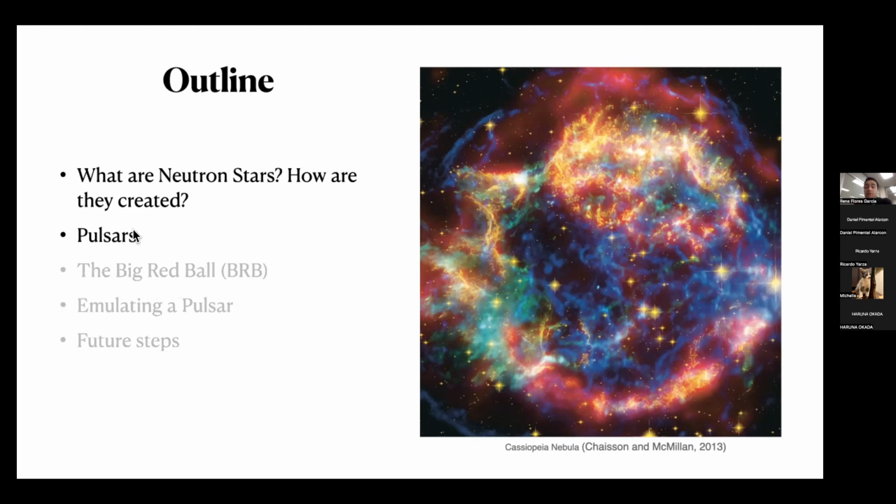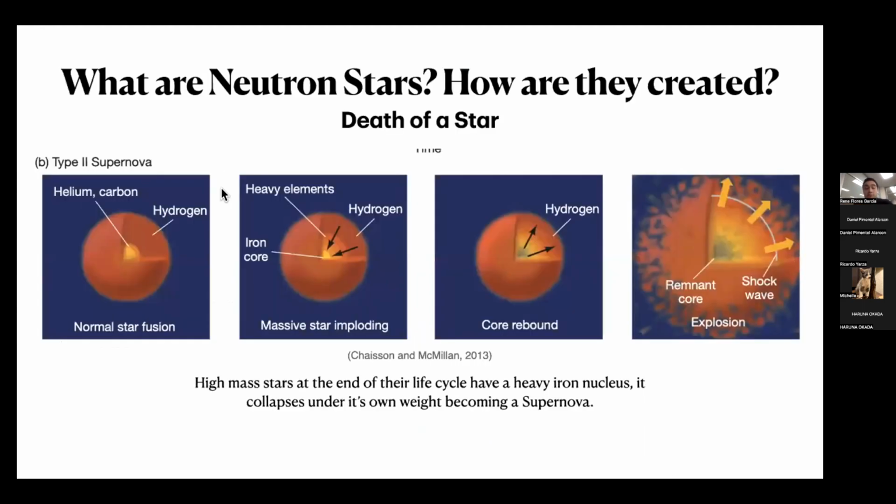So what are neutron stars? How are they created? And what are pulsars? How are these pulsars related to the neutron stars? First of all, let's describe a bit how these neutron stars are created. Neutron stars are created at the end of a star. So we're going to describe a little bit the death of a star.